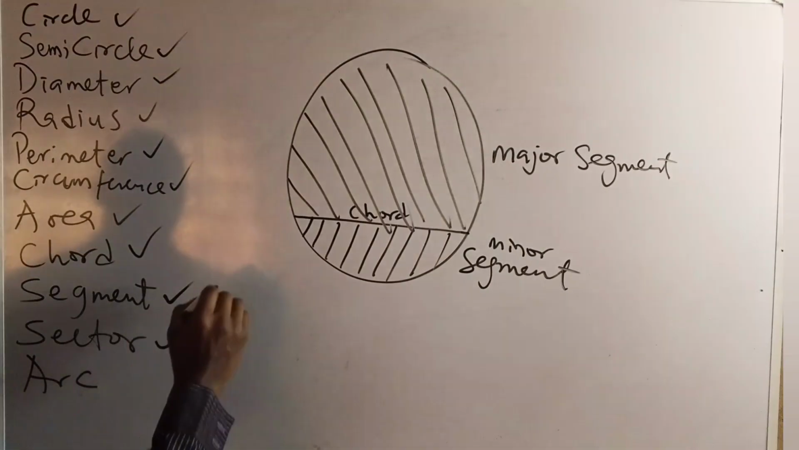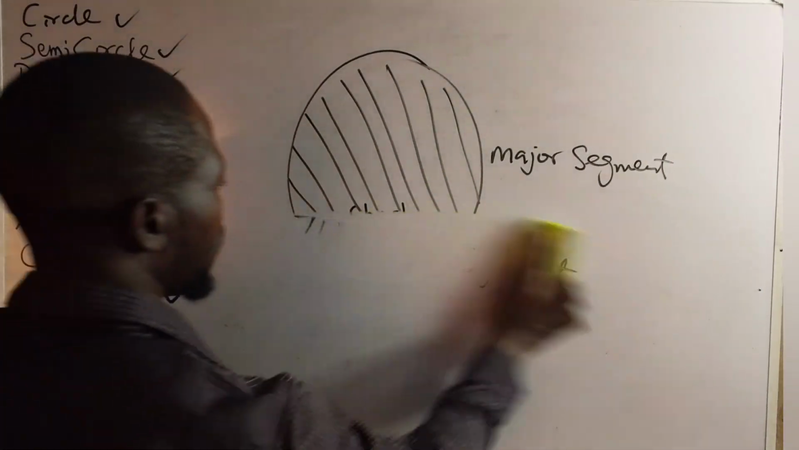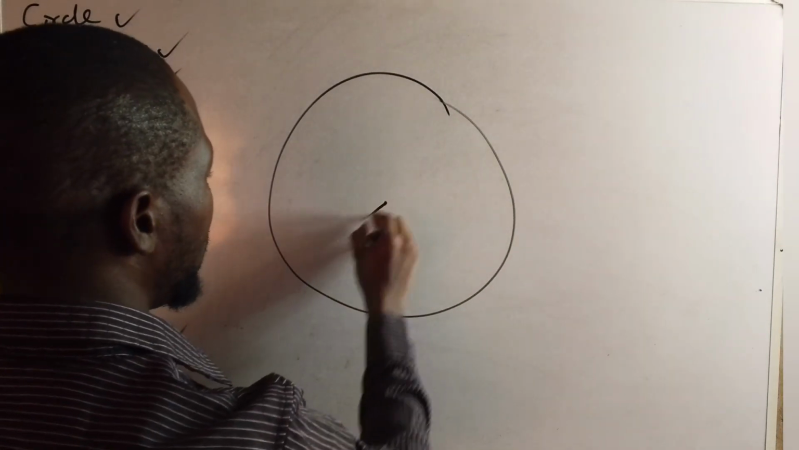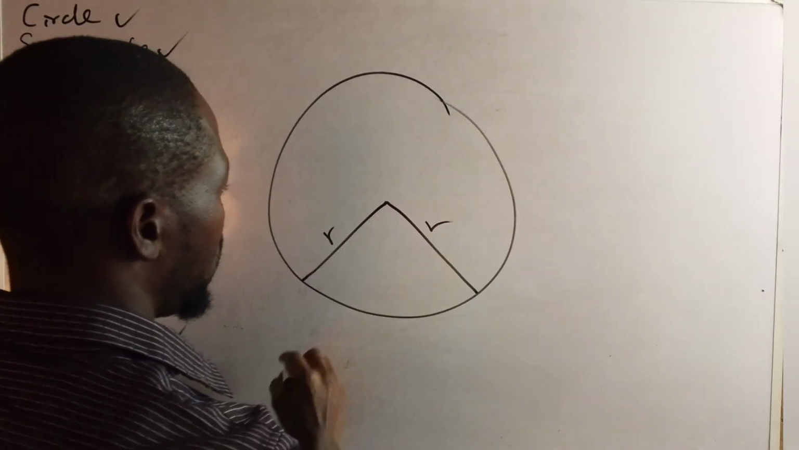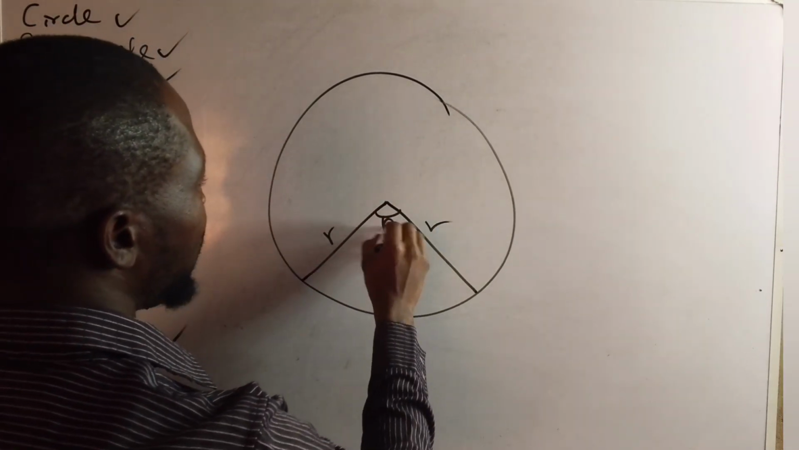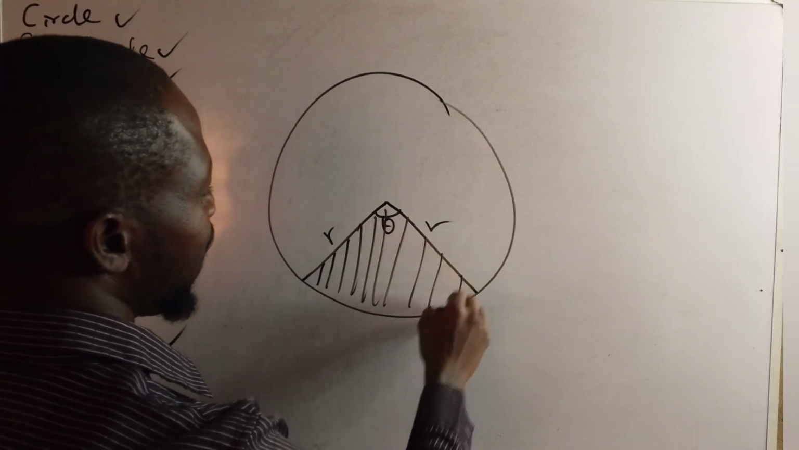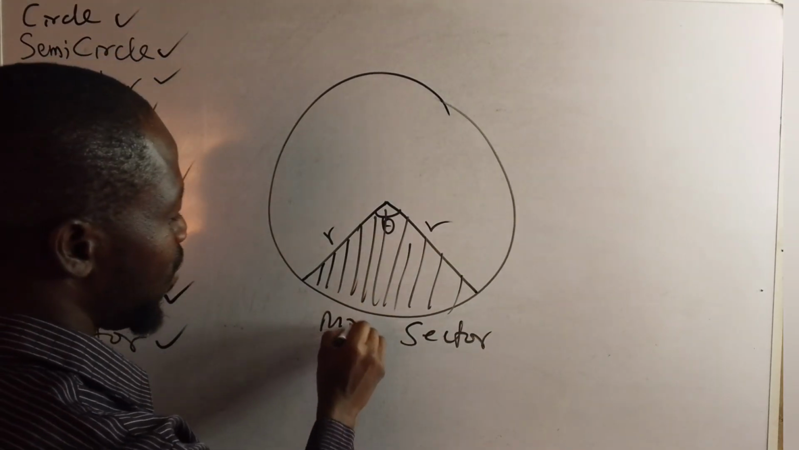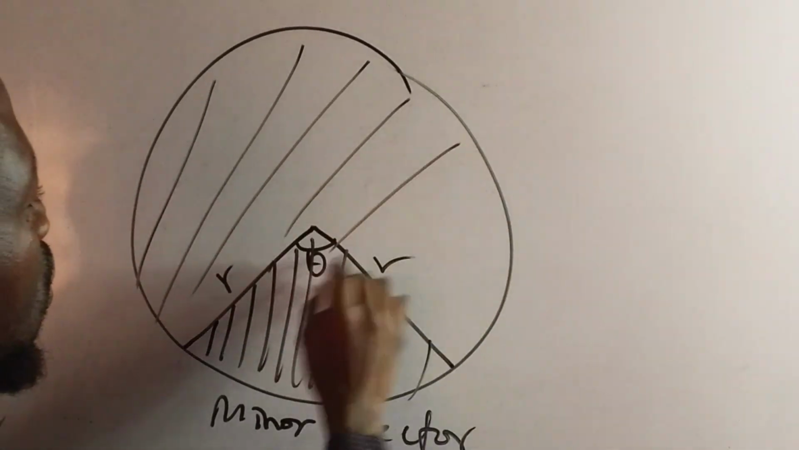All right, we go straight to sector. What is sector? We find a sector in a circle where it's divided by two radii. There's an angle here. Okay, so the whole of this is a sector. In this case, this is our minor sector, and this part is the major sector.